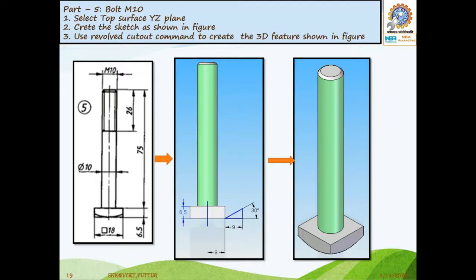Then you have to select the top surface of the square part. On that surface you have to draw a circle of diameter 10 mm with the help of the circle command. Then once again you have to click on return. Then you have to give the height, or distance, of about 75.